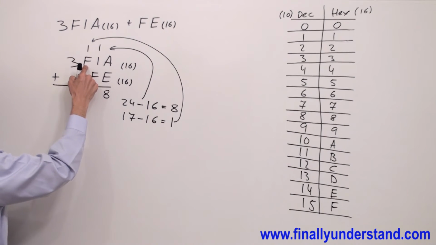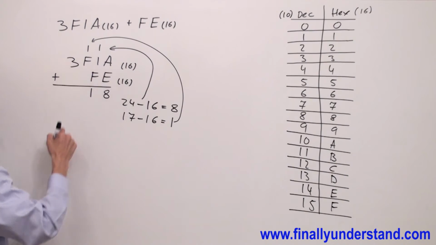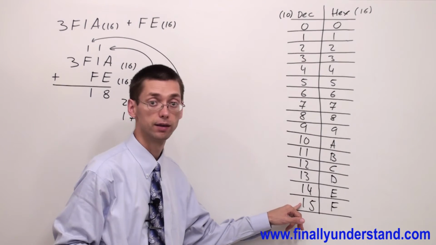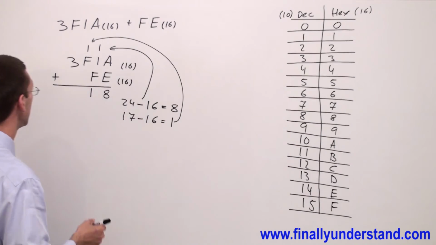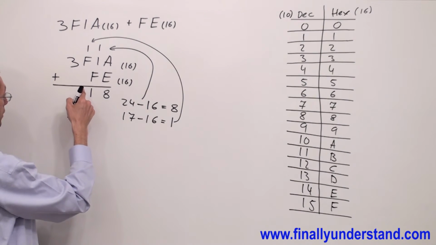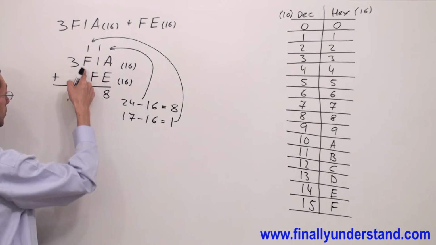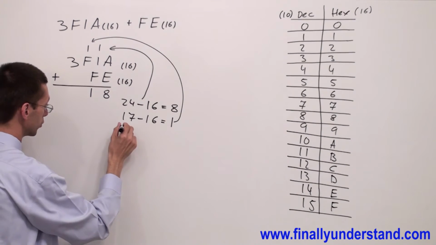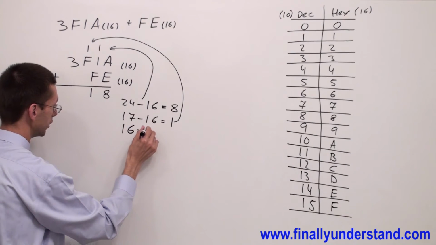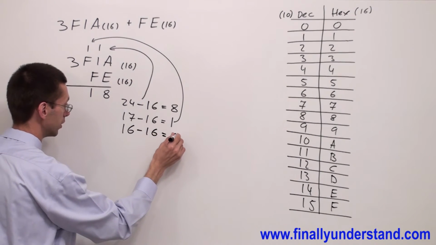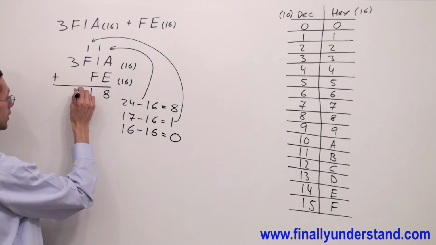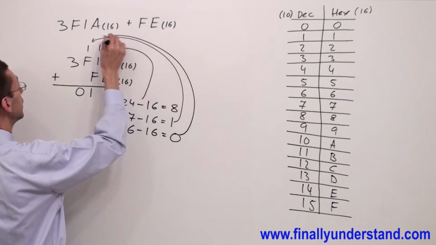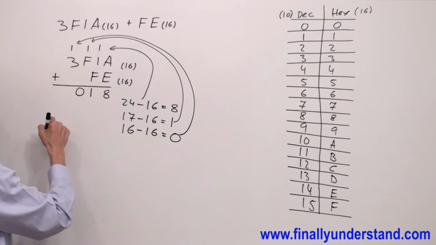1 plus f is 16, because 15 plus 1 gives me 16. Again, the greatest number which I can write below the column is f. 16 is greater than 15, that's why I'm supposed to perform the subtraction. 16 minus 16 is equal to 0. That's why I'm going to write 0 over here. And because I performed the subtraction, I'm supposed to carry off 1 to the next column.